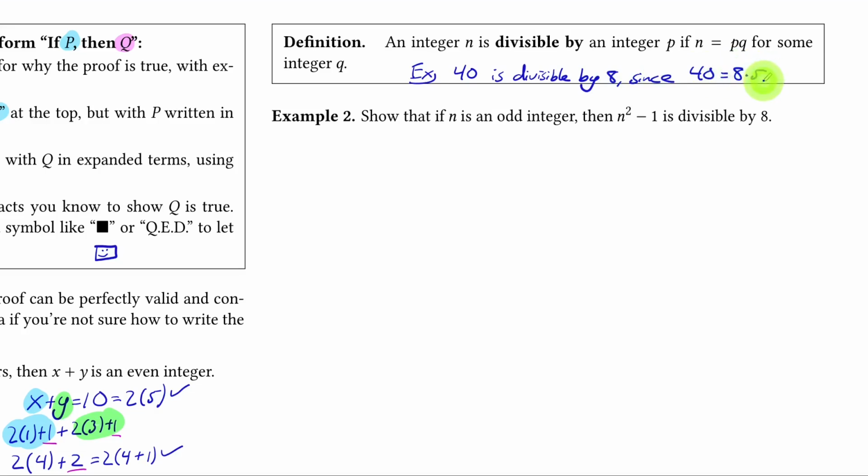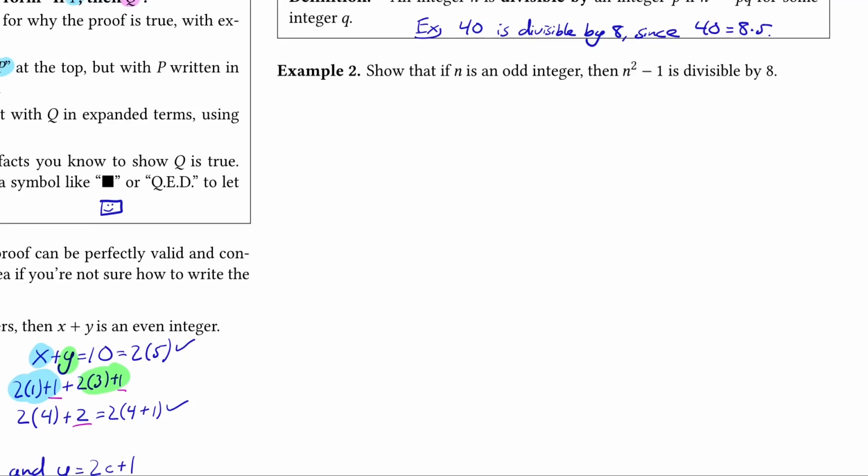Okay, so let's show that if n is an odd integer, then n squared minus 1 is divisible by 8. And this one is not nearly as obvious as the last one. So we're going to have to do a little bit of thinking about this.